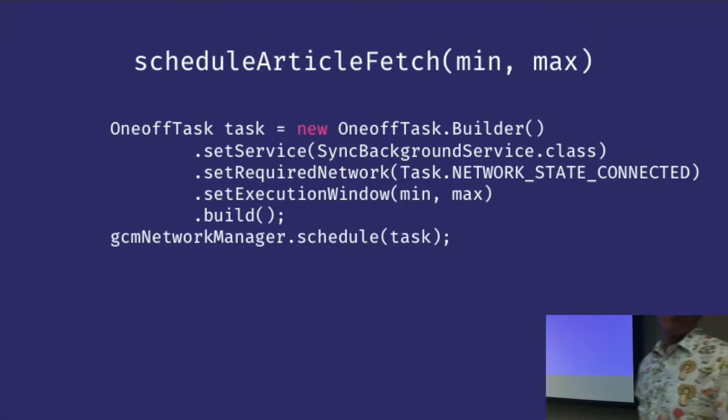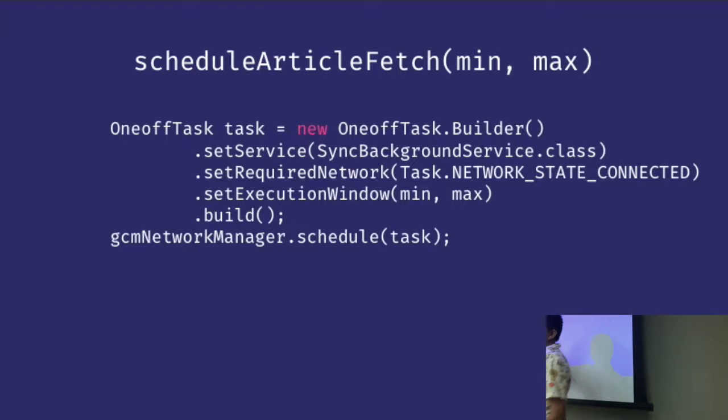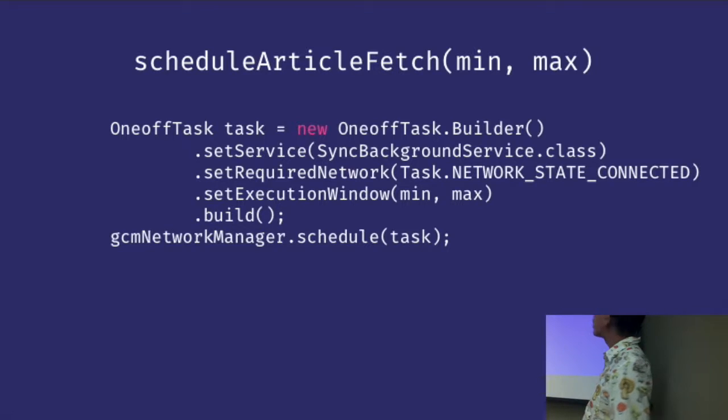The schedule article fetch method creates a one-off task because I just want this to run once. The other kind is a periodic task and is more suitable for things that have to recur on a regular interval. I set the service target of this to my sync background service, which we haven't seen yet. And I say that I need the network because I'm going to do a sync with my server. And the set execution window is where I pass in those min and max times. That's the minimum time I want to wait before my job should start, and the maximum I'm willing to wait.